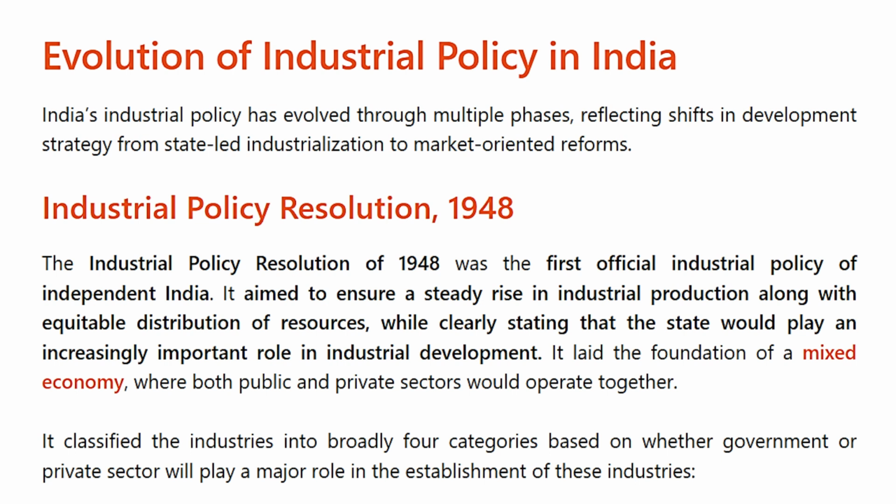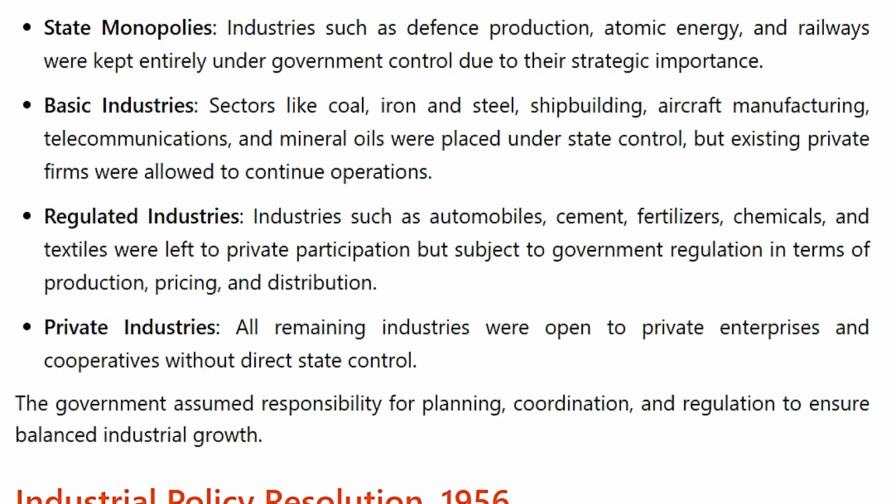It laid the foundation of a mixed economy, where both public and private sectors would operate together. It classified industries into broadly four categories based on whether the government or private sector would play a major role in their establishment. State monopolies: industries such as defense production, atomic energy, and railways were kept entirely under government control due to their strategic importance. Basic industries: sectors like coal, iron and steel, shipbuilding, aircraft manufacturing, telecommunications, and mineral oils were placed under state control, but existing private firms were allowed to continue operations.